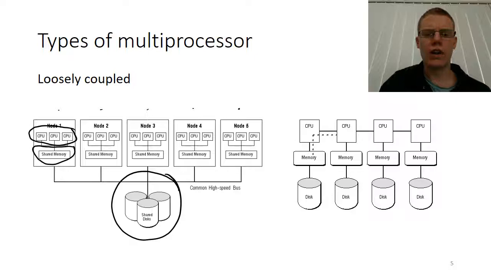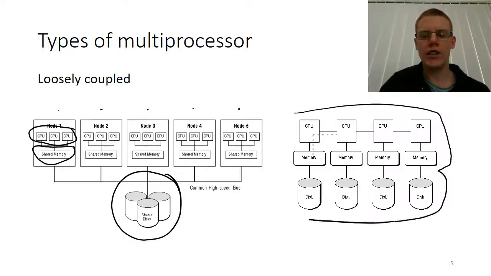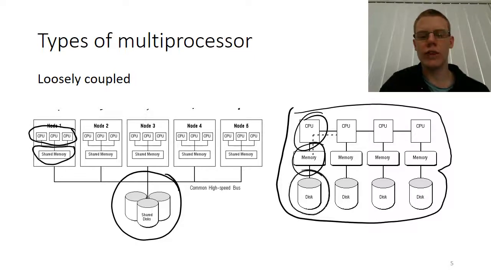Whereas on the right we have an even more loosely coupled system, where each compute element has its own individual memory and disk elements. So there's almost no coupling, and any communication that does happen happens between the CPUs like this. So for example, if CPU 2 needs to somehow communicate with the data that the first CPU is handling, it has to go through the first CPU in order to access that memory.